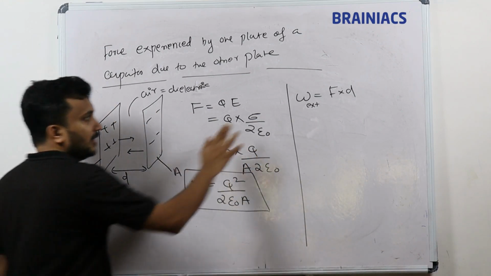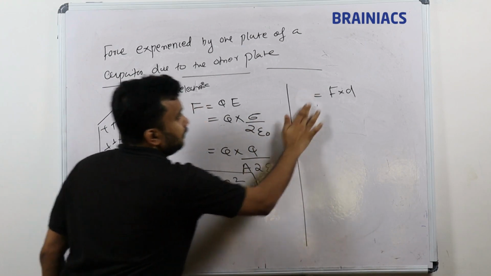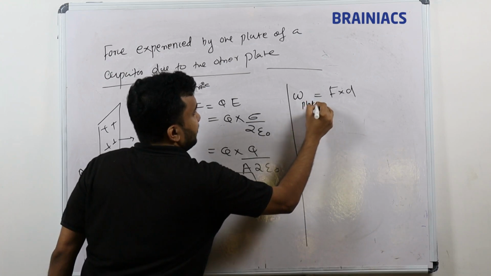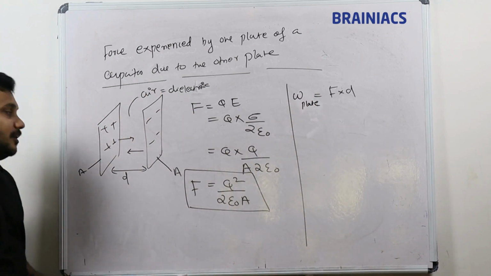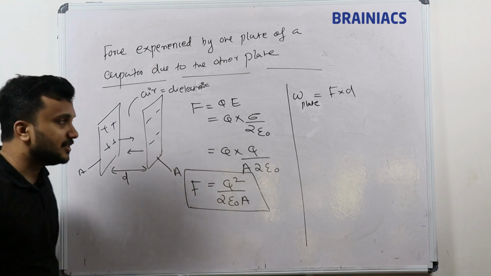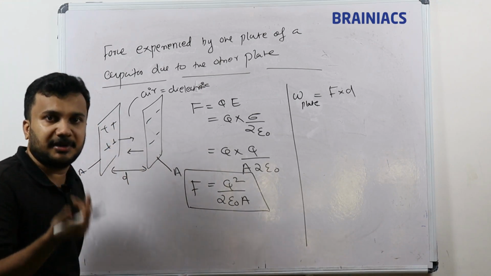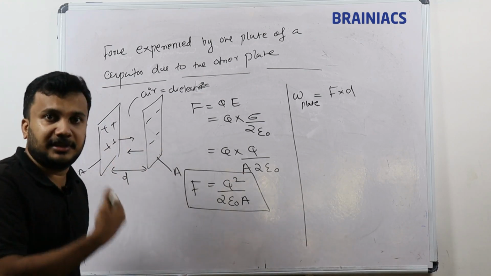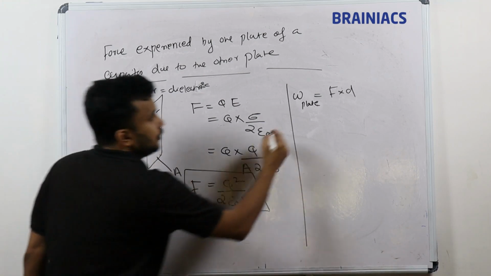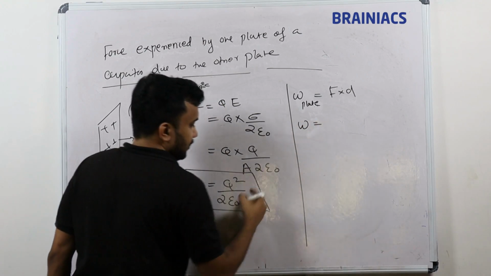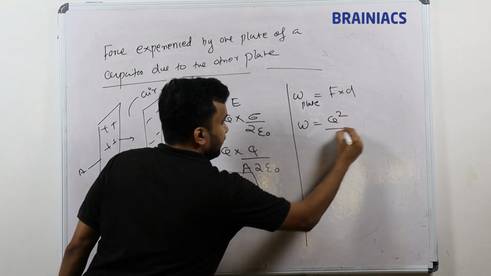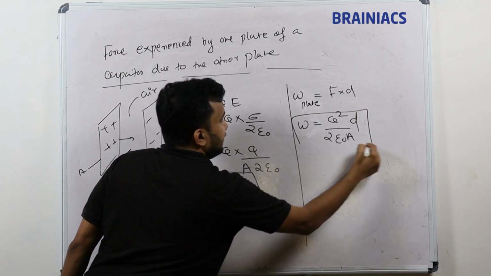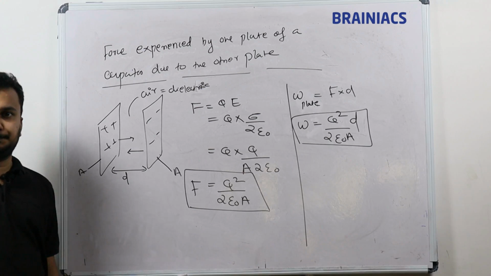So I can say work done by the plate, to give more clarity for you. Work done by the plate is equal to the force experienced by that plate into distance. Either this plate can move towards the other plate, or that plate can move towards this plate. So work is equal to Q square divided by 2 epsilon 0 A into D, where D is the distance between the plates.